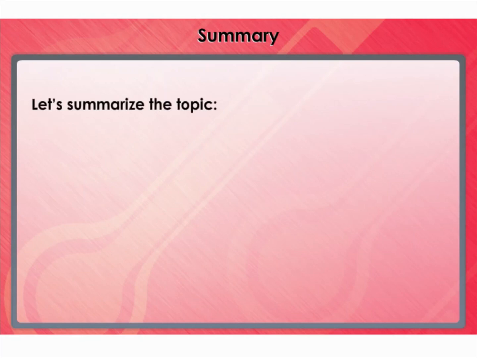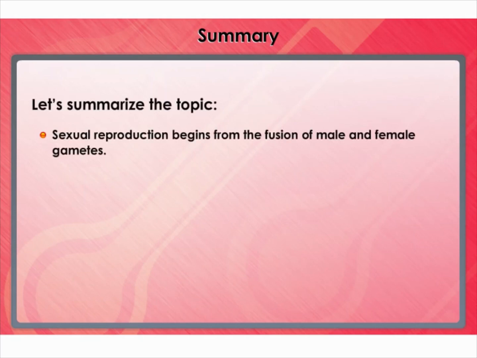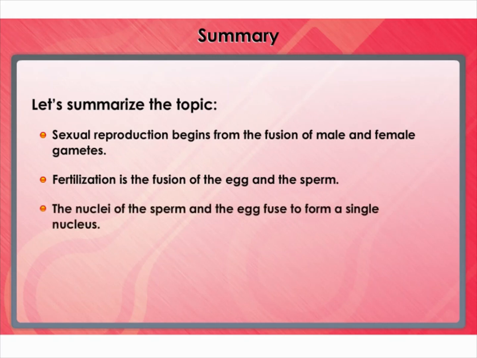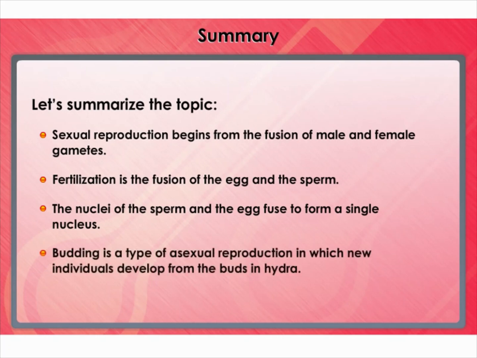Let's summarize the topic. Sexual reproduction begins from the fusion of male and female gametes. Fertilization is the fusion of the egg and the sperm. The nuclei of the sperm and the egg fuse to form a single nucleus. Budding is a type of asexual reproduction in which new individuals develop from the buds in hydra.